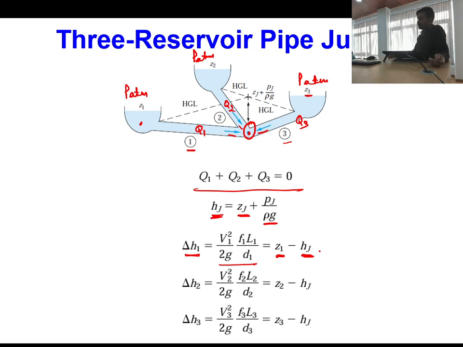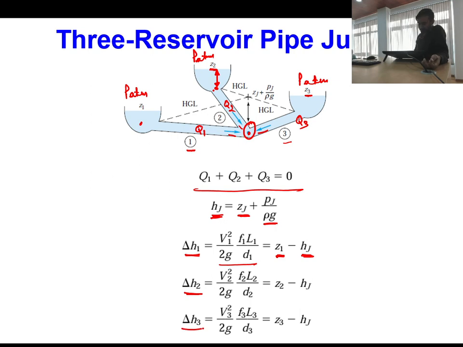Similarly, if I have to calculate head loss through pipe 2, what will be head loss through pipe 2? That will be f L V square by 2 g D for pipe 2, and that will be equal to head at this point minus head at the junction. Head at this point will be only Z2. So Z2 minus head at the junction. Head at the junction is Hj.